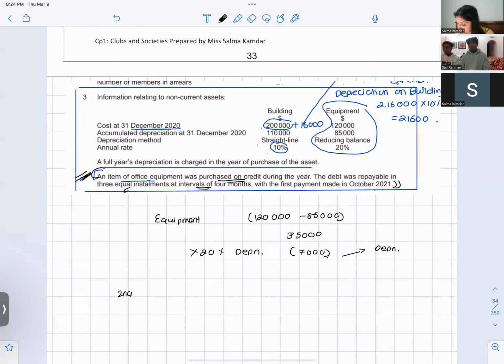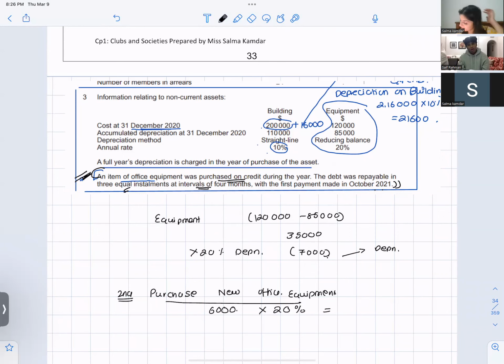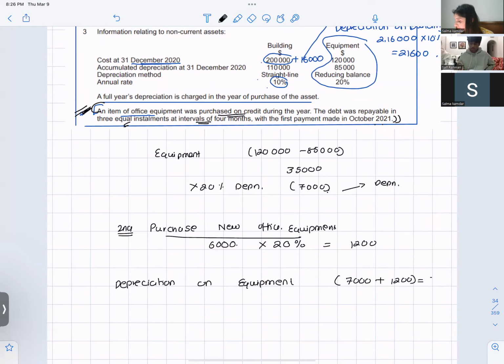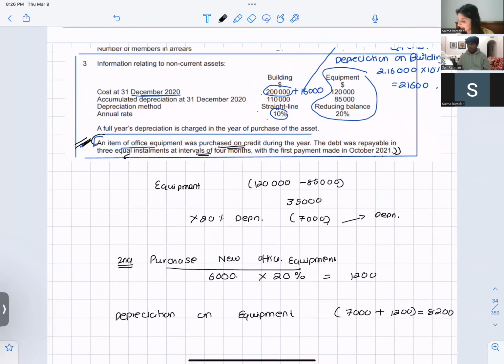And the second part of the depreciation is that you have purchased a new equipment, right? Full year depreciation is provided in the year of purchase. So you have purchased the new equipment for 6,000. On that, how much percent? 20. So it is giving you how much? 1,200. So what will be your depreciation on equipment? 7,000 for your old machine and 1,200 for your new machine. So your depreciation on equipment would be 8,200.